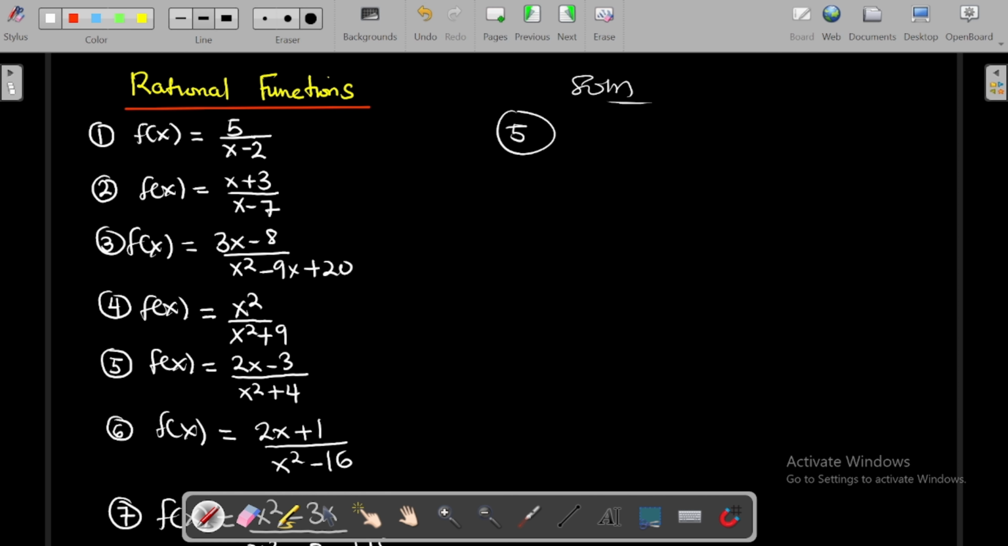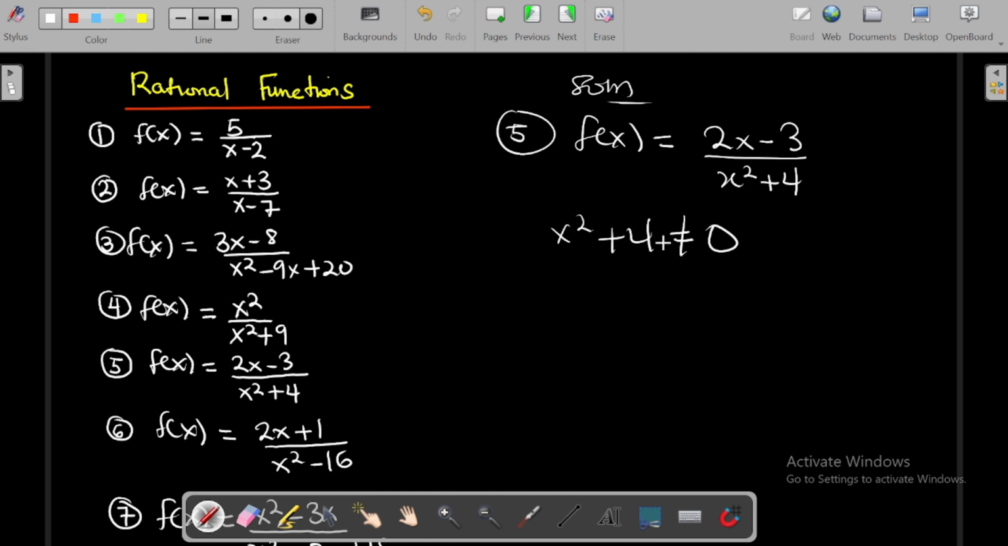Our fifth question says f of x is equal to 2x minus 3 all over x squared plus 4. For this particular question, it's also a rational function. What you need to do is set the denominator equal to 0, and then you check to see if there are any numbers that when you put into this can give us 0. So x squared plus 4, you notice that there is no number that when you put into this can cause the denominator to be 0 and make the function undefined.